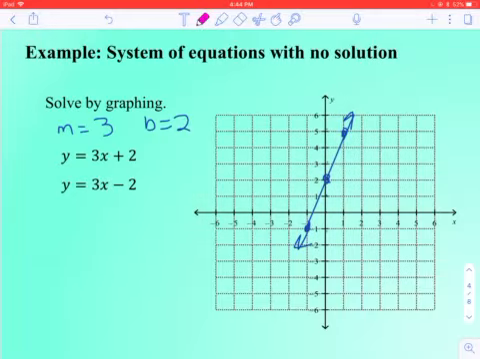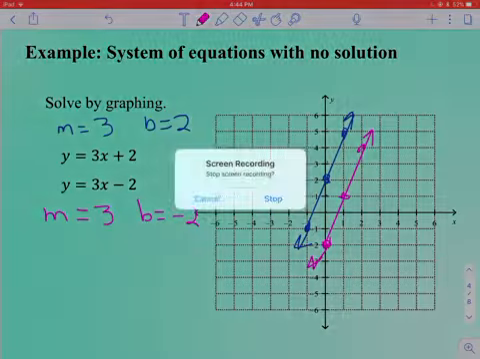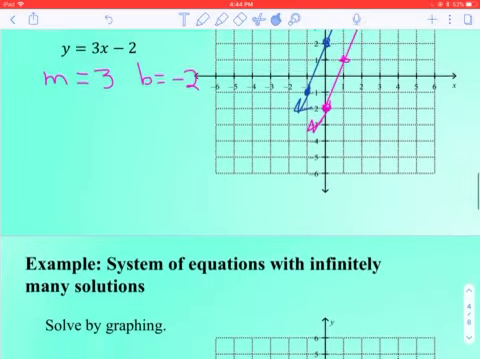For my second one, the slope is equal to 3. The y-intercept on this is negative 2. So I put a point at negative 2. My slope is 3. So if you notice, you can visually see, and I know my graphs aren't that great, but you can pretty much see how they're parallel lines, and they're parallel lines because the slopes are the same. So this would be an example of no solution.